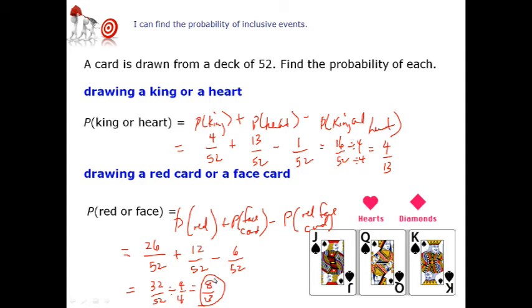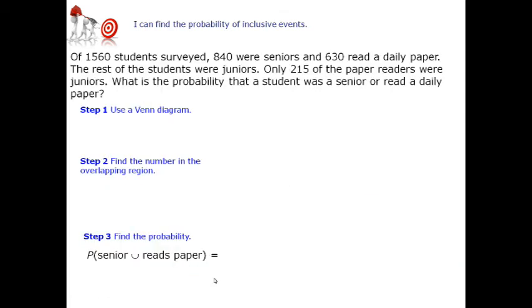Okay, so you should have gotten 4 out of 13 and 8 out of 13. Okay? We're going to use a Venn diagram for this one. Of 1560 students surveyed, 840 were seniors and 630 read a daily paper. The rest of the students were juniors. Only 215 of the paper readers were juniors. What is the probability that a student was a senior or read a daily paper?